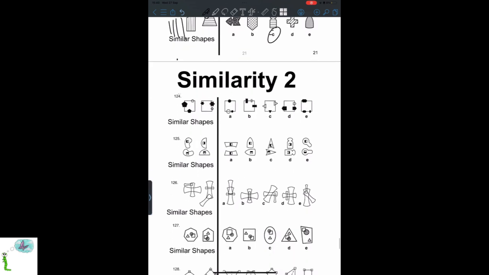Question 124. What's similar between these two? They both have 3 shapes on the outside. 2 black, 1 white. I'm just going to look for something that has 2 black, 1 white. So it could either be B or A or D. All of these have 2 black and 1 white. Now I have to figure out something different that will narrow it down even further.